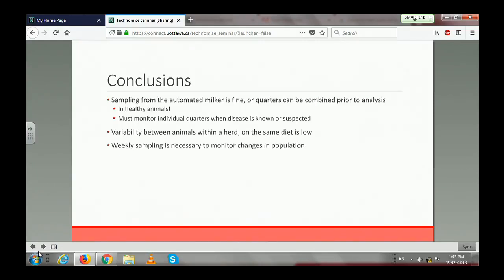Variability between samples, or between animals in the same barn on the same diet, there's not a lot. They're very consistent. And we really do have to do at least weekly samples. I would love to have daily samples to see if all those cows changed on the same day. So for our mastitis study, we'll be sampling that way.